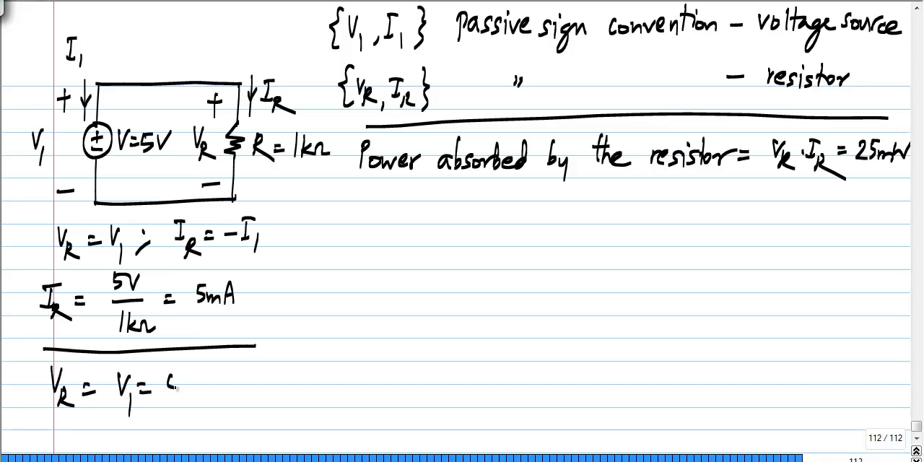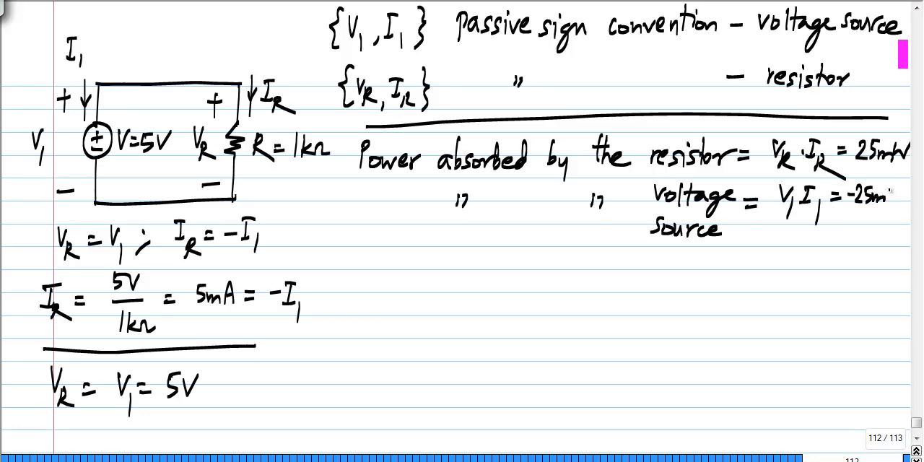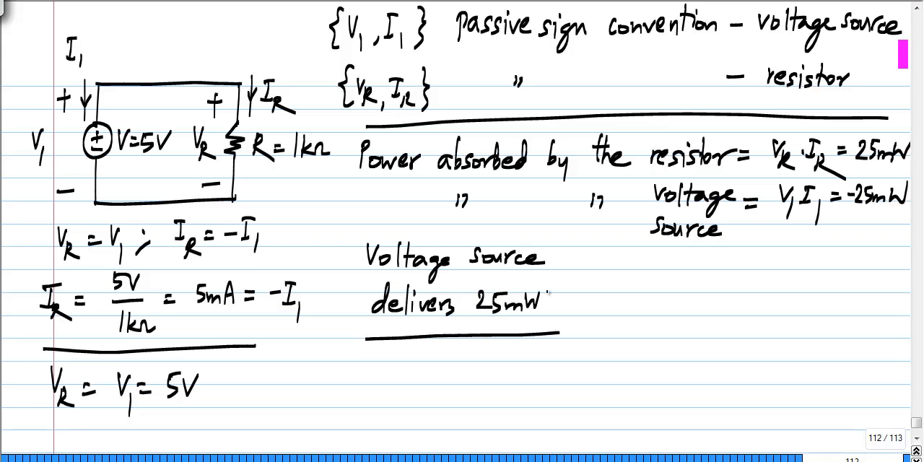So, let me also write it here. VR, which is V1, is 5 volts and IR is 5 milliamps, and that is also equal to minus I1. And the power absorbed by the voltage source equals V1 I1 is minus 25 milliwatts. So, this means that the power absorbed by the voltage source is negative. In other words, it is delivering power. Of course, I could have said this just by looking at having one source and one load and saying that the voltage source delivers the power, but when it comes to multiple elements and given the fact that a voltage source can absorb or deliver power, first proceed with calculations very carefully, defining the voltages and currents correctly. After that, you will be able to do this a lot more easily. So, in other words, the voltage source delivers 25 milliwatts, which goes into the resistor.